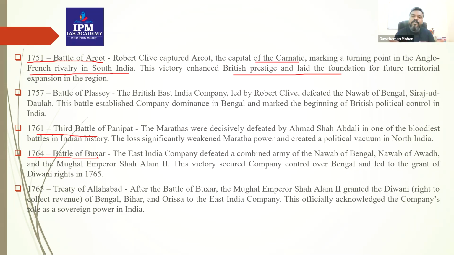That is the biggest source of income for any government. If you take our present government also, where they are getting the money from is the taxes only. So that tax collection right is what the East India Company is getting from the Mughal ruler. So that strengthened their power in the region.